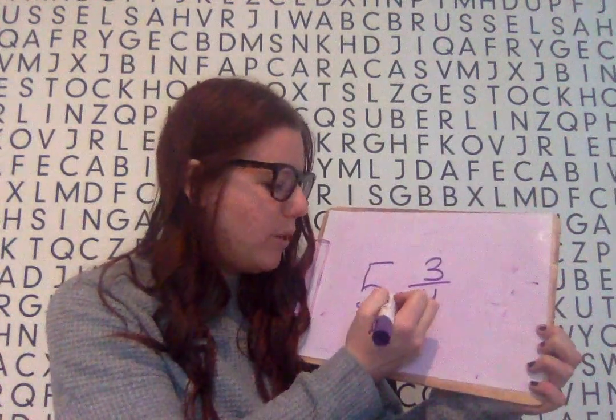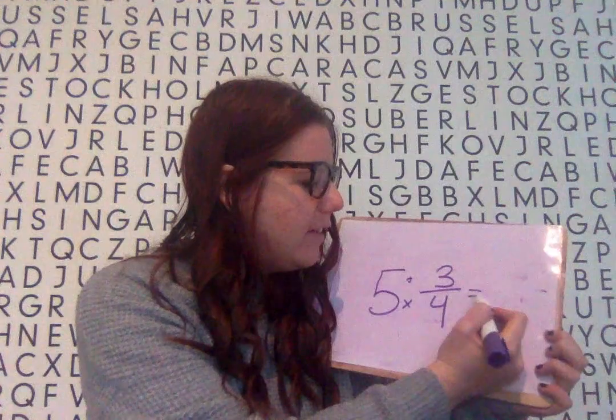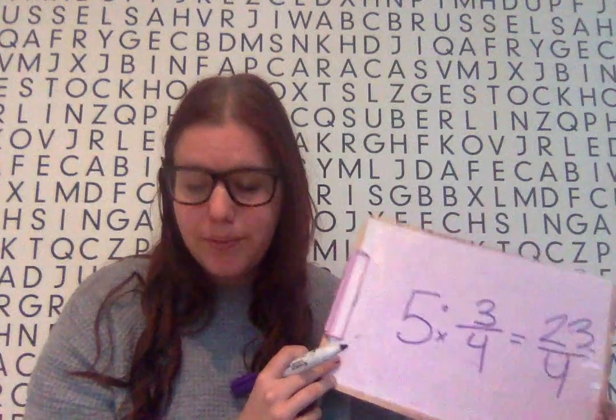This time I'm going to give you one and I want you to try it on your own, and then we will check it together. Let's try 5 and 3/4. All right, let's look together. We would do 4 times 5. What's 4 times 5? 20, exactly. Plus 3. 20 plus 3 is 23. And our denominator is staying the same, so we get 23/4.